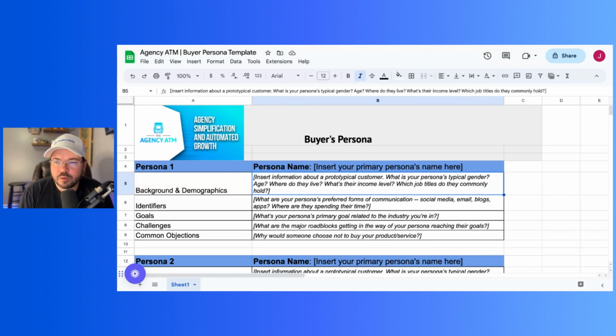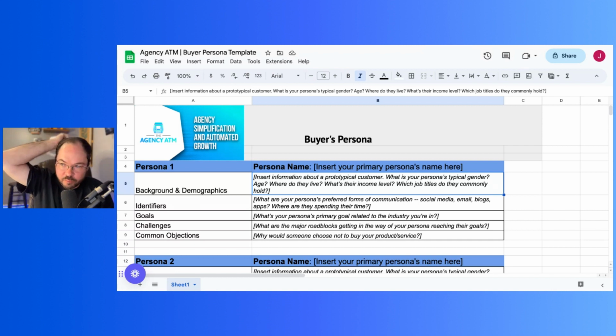Okay. Goals. What's the goal of the buyer persona related to the industry they're in? So like, we're working with home service contractors. That's what we do. So an example goal of that person would be to get their roof leak fixed. That's the goal, right? So they can get back to living their life without having to worry about their walls being destroyed by a leaky roof. That's an example.